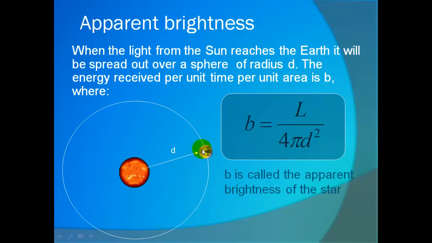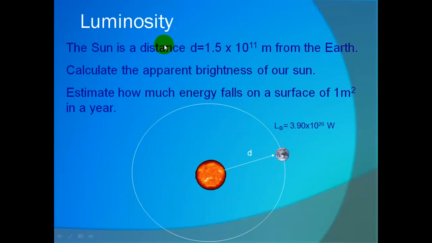So to find the brightness, what will it be? What will the units be in? The luminosity is in watts, 4 pi d squared is in meters squared. So the brightness will be so many watts per meter squared, and we'll find out what that is. The sun is a distance of 1.5 times 10 to the 11 meters from the Earth, so we can calculate the brightness. In other words, how much falls on 1 meter squared of the Earth's surface. The luminosity is 4 times 10 to the 26 watts, divided by the area, which is 4 pi d squared.